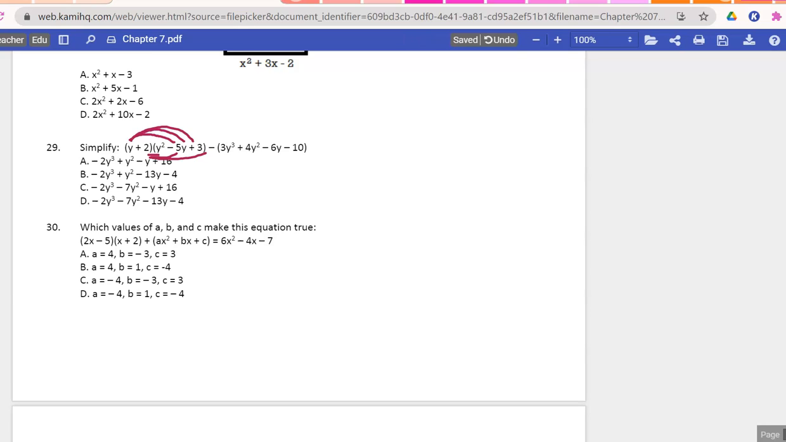When you do that, y times y squared gives you y to the third. Y times negative 5y gives you negative 5y squared. Y times 3 gives you 3y. Now you're multiplying everything by 2, so plus 2y squared minus 10y plus 6.